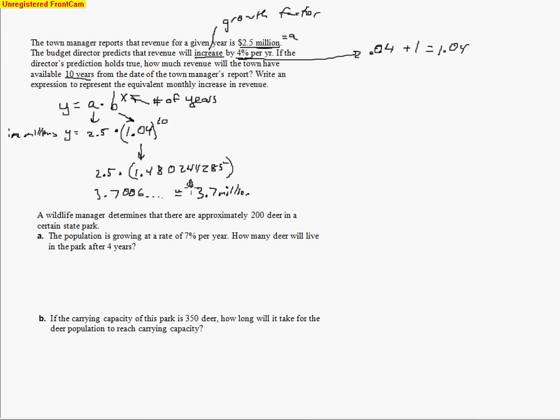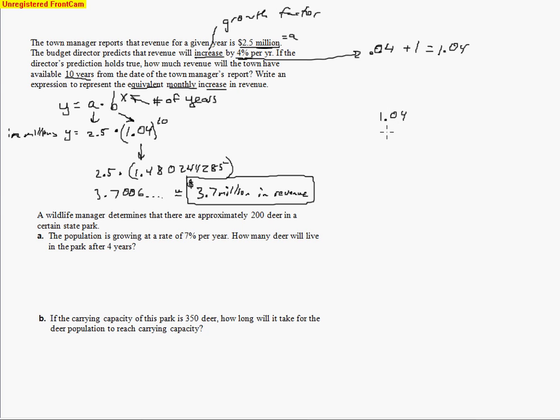3.7 million dollars in revenue. What I'm going to do next is take this equation and find out how it works if we want an equivalent monthly increase. Let's take a look at what we've got. We've got this 1.04, and that's our growth factor.